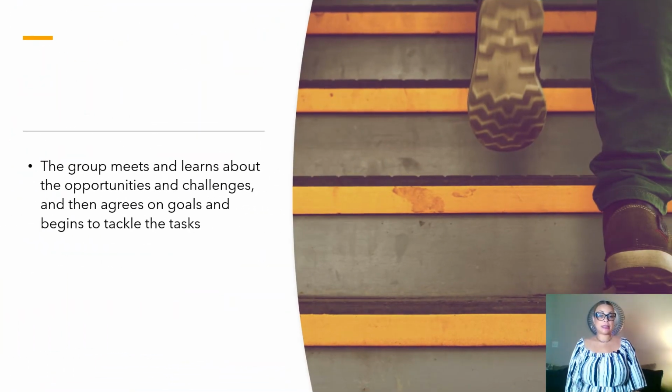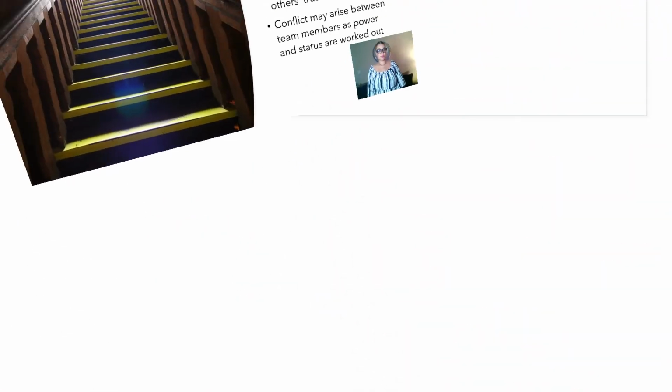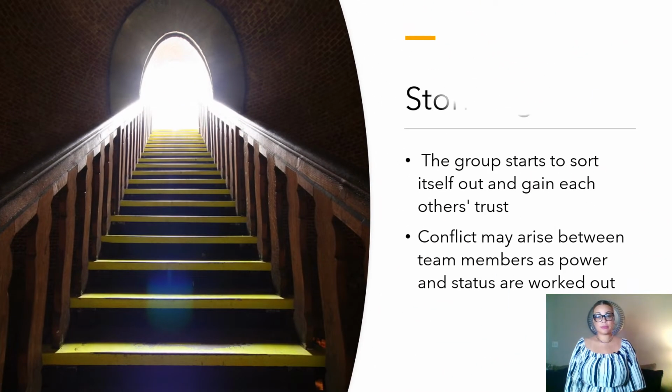The group meets and learns about the opportunities and challenges, and then agrees on goals and begins to tackle the tasks. That is forming. Storming is when the group starts to sort itself out and gain each other's trust. Conflict may arise between team members as power and status are worked out.